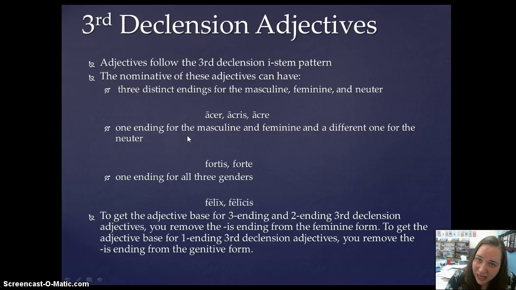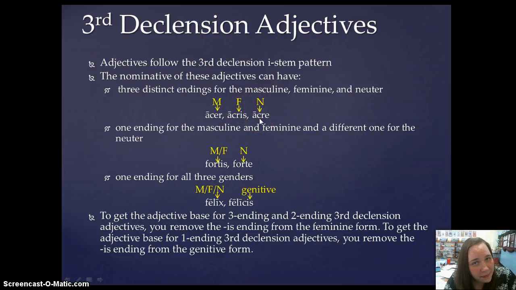Okay, so third declension adjectives, let's get some info about these guys. They follow the third declension I stem pattern. To be a little bit more specific, in the singular they follow the neuter I stem pattern. You'll see what I mean in just a second. The nominative of third declension adjectives can take three forms. You can have three distinct endings for the masculine, feminine, and neuter. For example, acer, acris, acre. This is the masculine form, the feminine form, and the neuter form in the nominative singular.